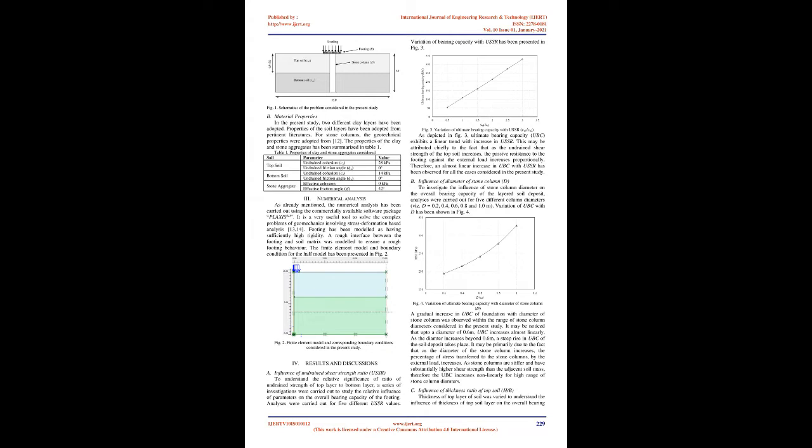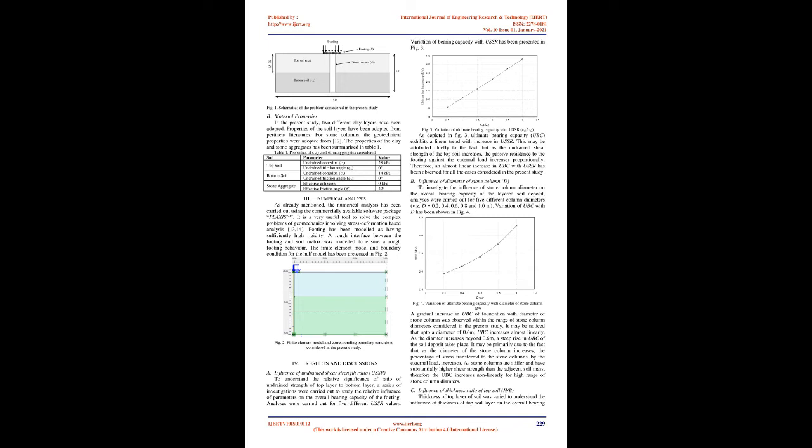To investigate the influence of stone column diameter on the overall bearing capacity of the layered soil deposit, analyses were carried out for 5 different column diameters, viz. D equals 0.2, 0.4, 0.6, 0.8, and 1.0 m. Variation of UBC with D has been shown in Fig. 4. A gradual increase in UBC of foundation with diameter of stone column was observed within the range of stone column diameters considered in the present study.